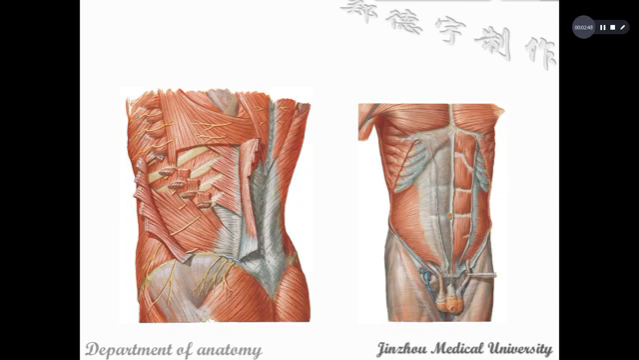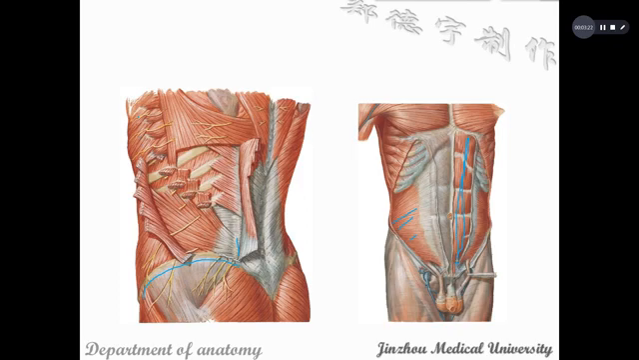And then this one, the obliquus externus abdominis, and this one, the internus. And then let's see the thoracolumbar fascia, the iliac crest, and the lateral half of the inguinal ligament. And then this one, the obliquus internus abdominis. And then this one is the rectus abdominis.